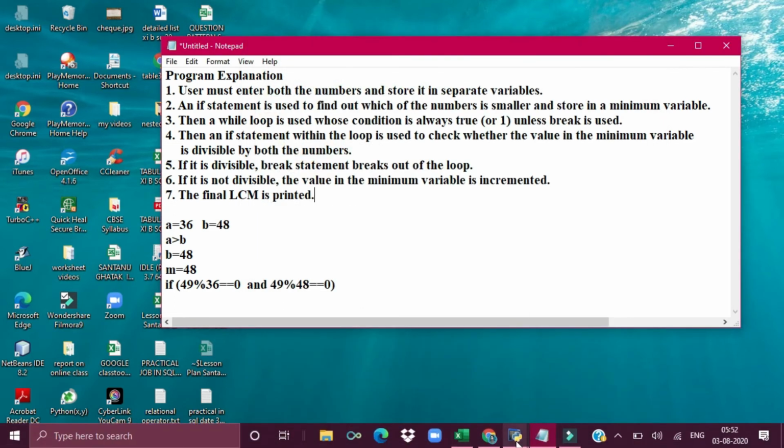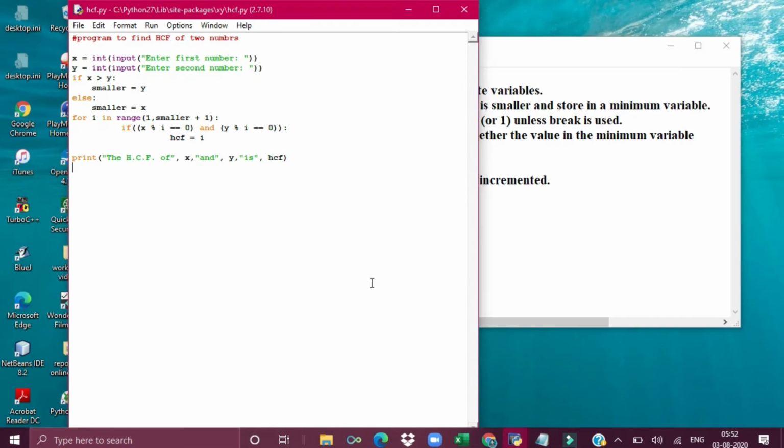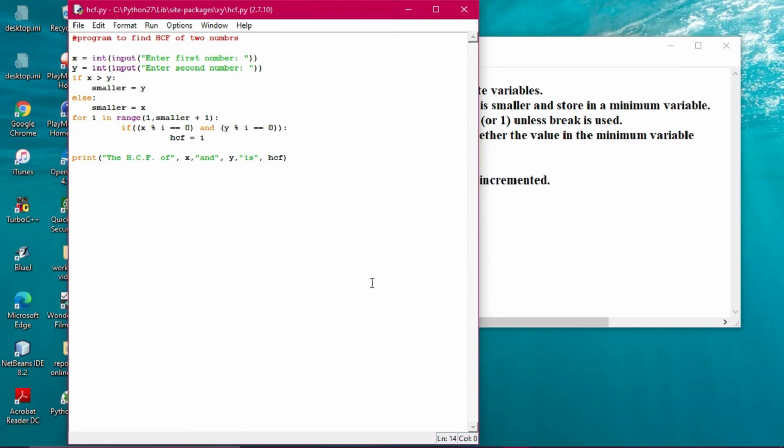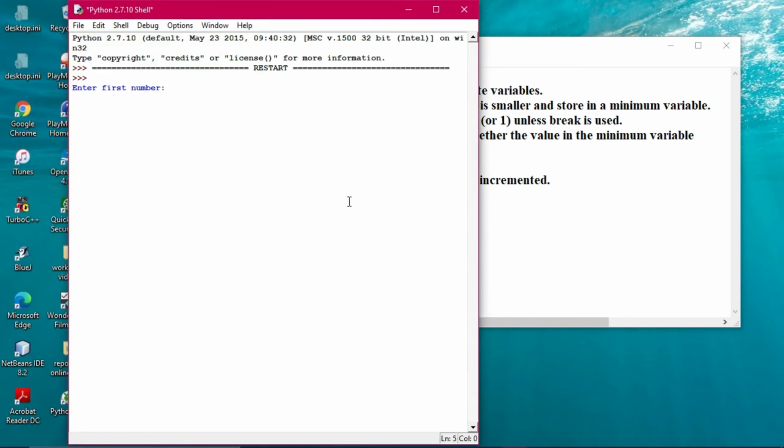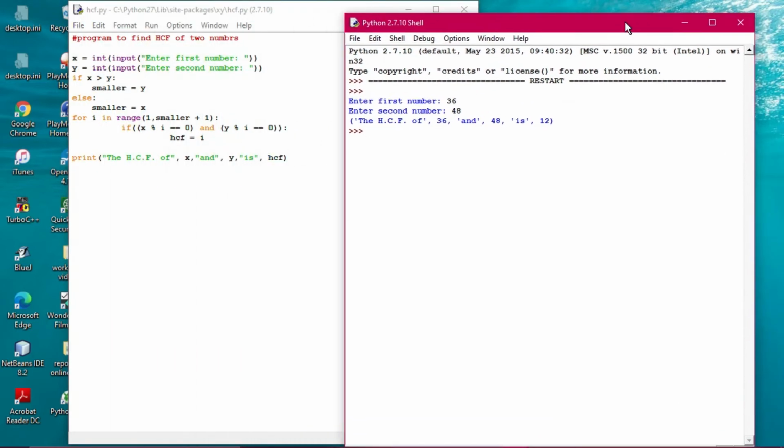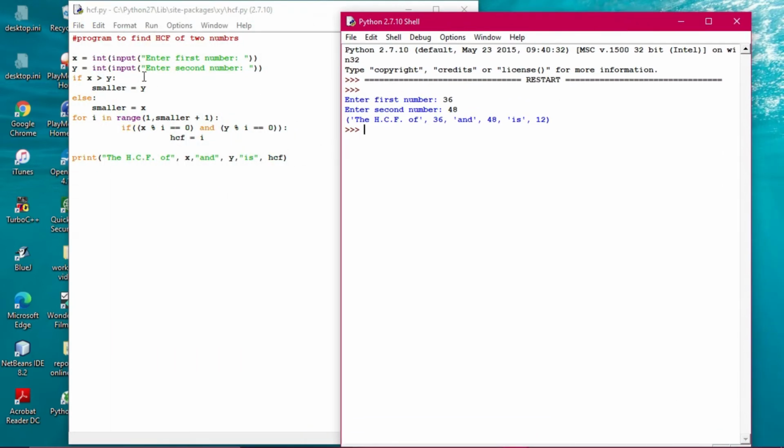Now what is happening here? In this program we will find the HCF of two numbers. If you do it separately and execute this one, say you give 36 and 48, the HCF will come as 12. That's correct. How is this possible? First number, second number: if x is greater than y, simple, then smaller is y. Otherwise, what will happen?